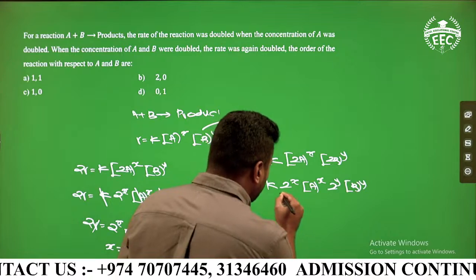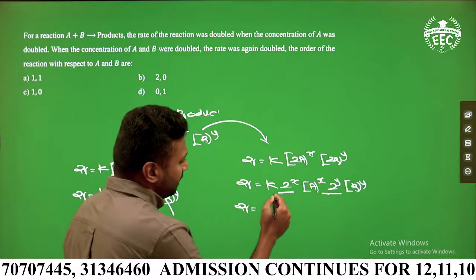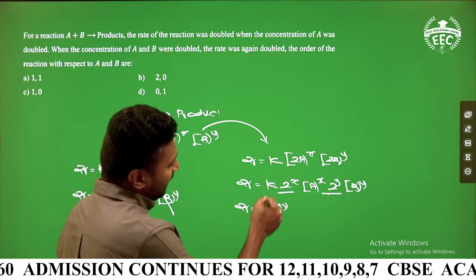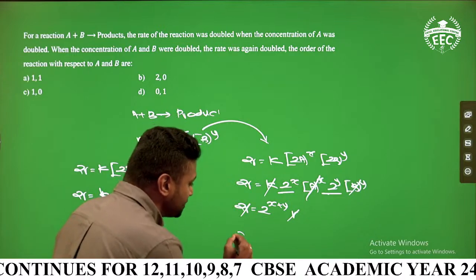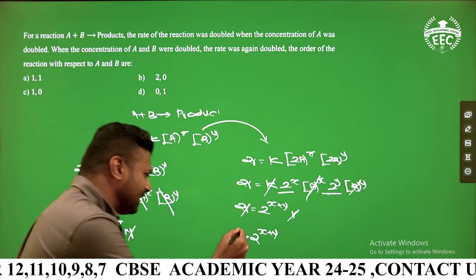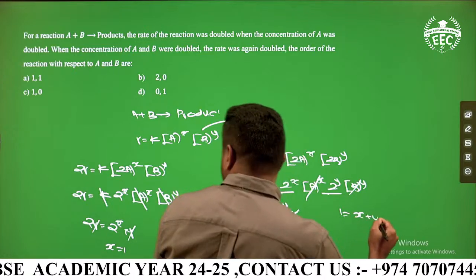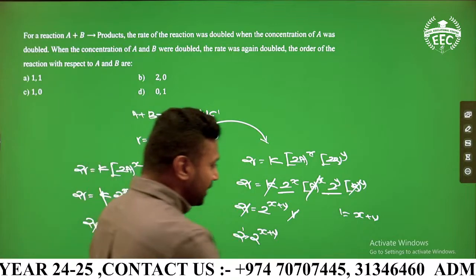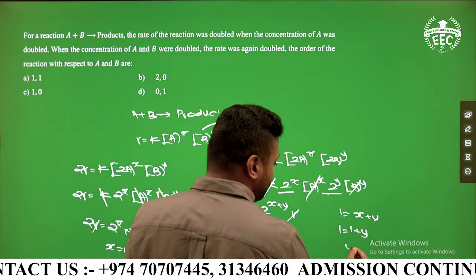That is 2 raised to X into 2 raised to Y, which is 2 raised to X plus Y. So 2R is equal to 2 raised to X plus Y, and the remaining K into A raised to X into B raised to Y is R. So R and R get cancelled. So 2 is equal to 2 raised to X plus Y, that is 2 raised to 1, so 1 is equal to X plus Y. Here it is given that X is equal to 1. So what will be Y? 1 is equal to 1 plus Y, so obviously Y will be 0.